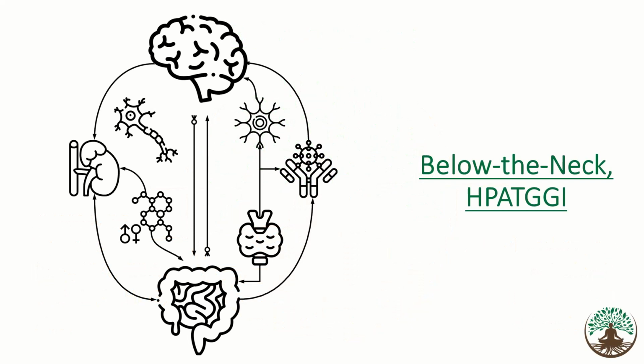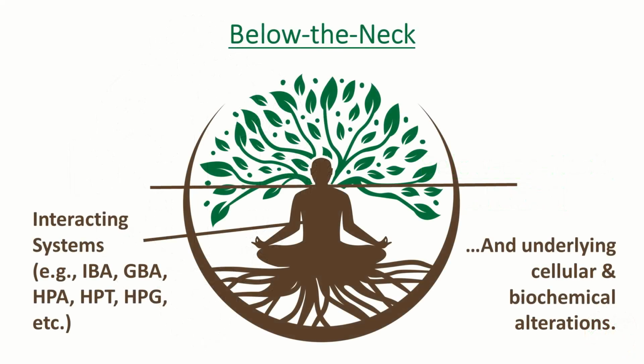Incorporating below-the-neck considerations, we can examine the influence of the immune-brain axis, gut-brain axis, hypothalamic-pituitary-adrenal axis, hypothalamic-pituitary-thyroid axis, and hypothalamic-pituitary-gonadal axis, among other systems. In a step further, a below-the-neck focus incorporates the examination of cellular and biochemical activities in more detail, such as epigenetics, methylation, mitochondrial functioning, oxidative stress, inflammation, and detoxification, among other metabolic activities.